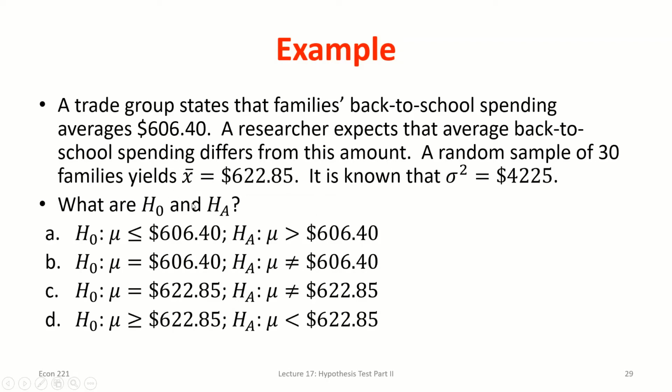So what would the null and alternative hypothesis be? Well, if I'm just wanting to say whether or not it's different than this amount that the group stated, I just want to know, is the true mean something other than $606, or is it not equal to that value? So that's what I want to test for. I assume the opposite is true, that is, in fact, it is equal to that reported value.